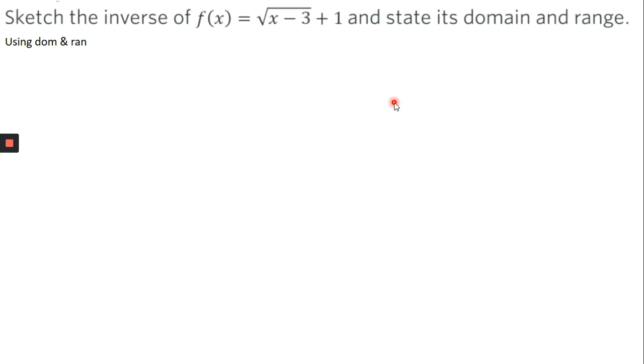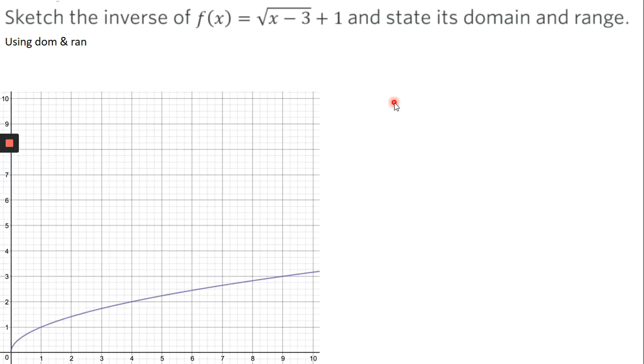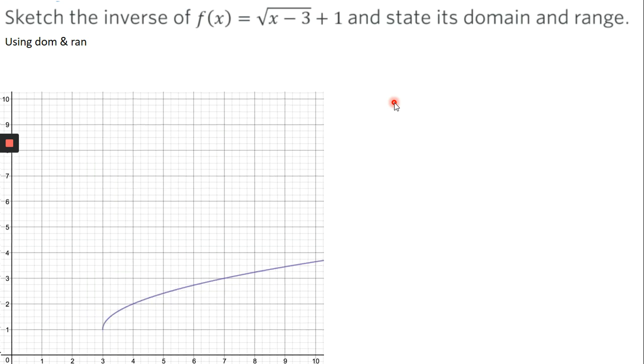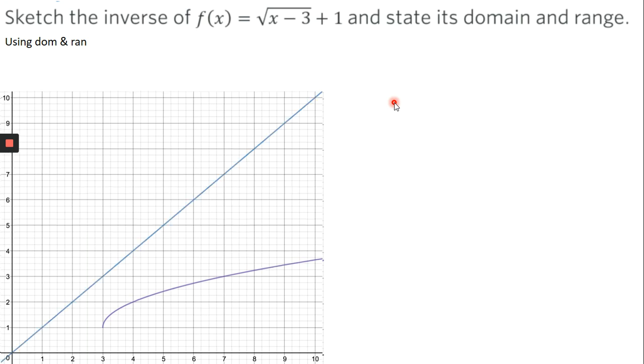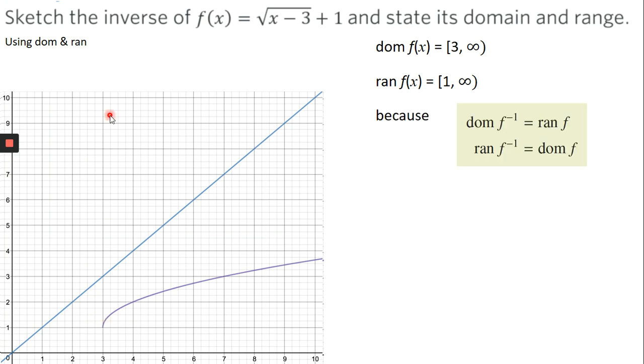Okay, let's look at doing it using the domain and range. So here's the graph y equals root x, and here's the graph y equals root (x minus 3) plus 1. So it's gone 3 to the right, 1 up. So sketch the inverse function and state its domain and range. Always put the line y equals x in. So it says here that we're going to be using the domain and range. The domain of this function is 3 to infinity, includes 3, and the range is 1 to infinity, includes 1. So our domain and range will swap.